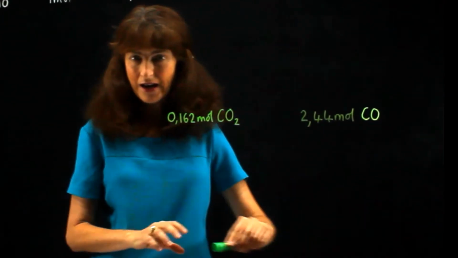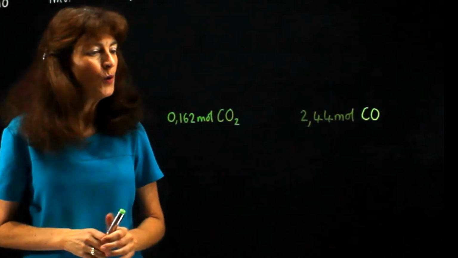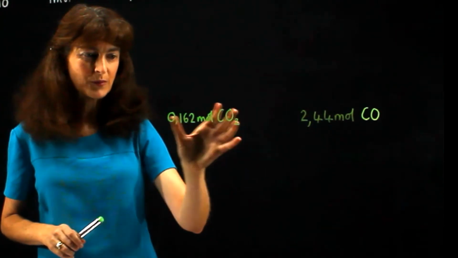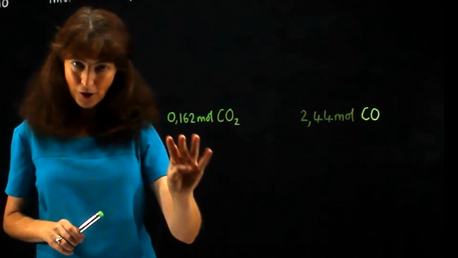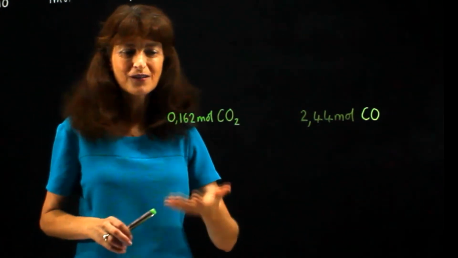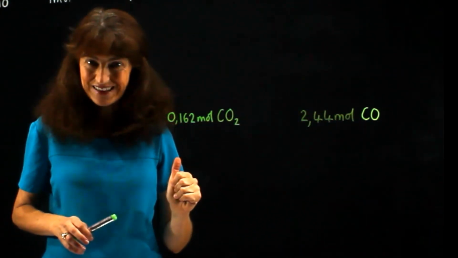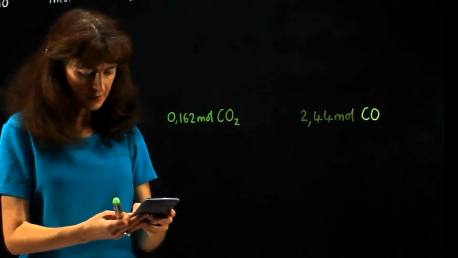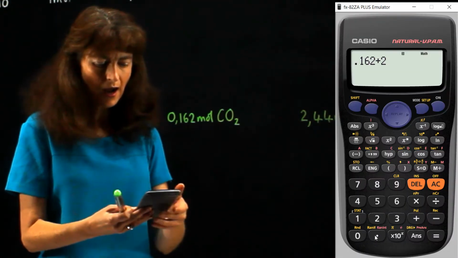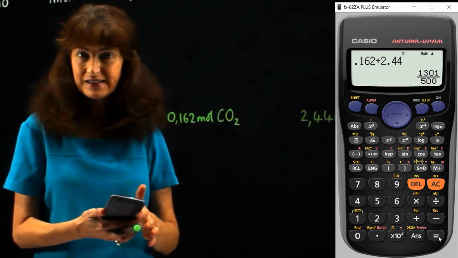So how do we do that? How do we convert it to percentage? Well, we need to know the total. And then all we do is we take each value divided by the total expressed as a percent. So the total is very simple. We just get that from adding the two values: 0.162 plus 2.44, our total is 2.602.